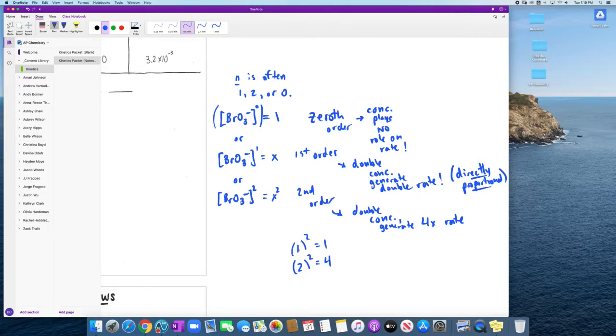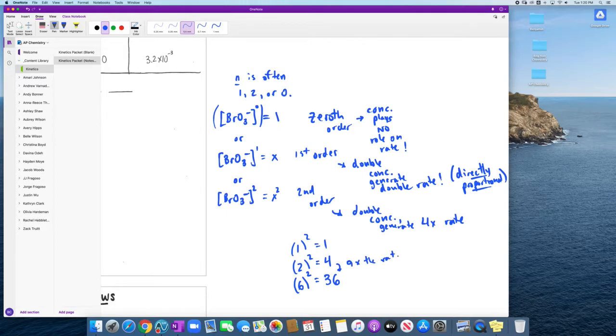And say if you triple the concentration here, so if I triple 2, for instance, that would be 6. 6 squared. Well, what's happened to the rate? If I tripled the concentration, I've actually increased the rate by a factor of 9.